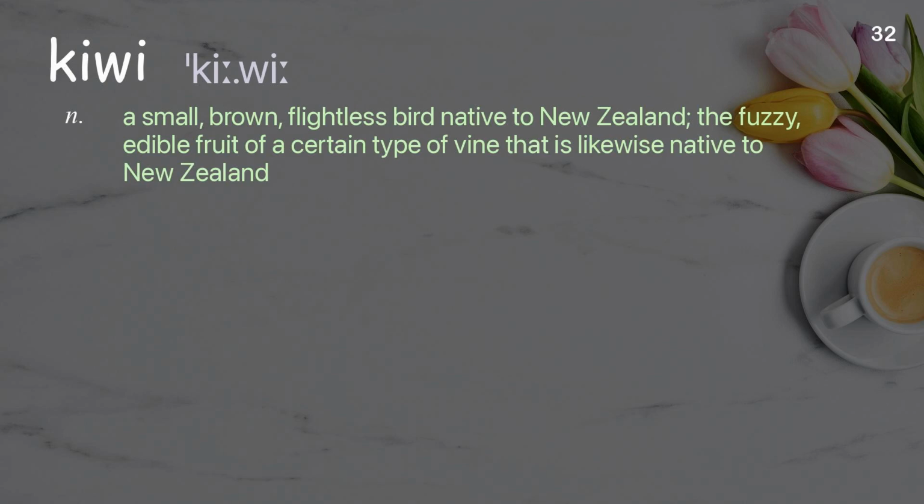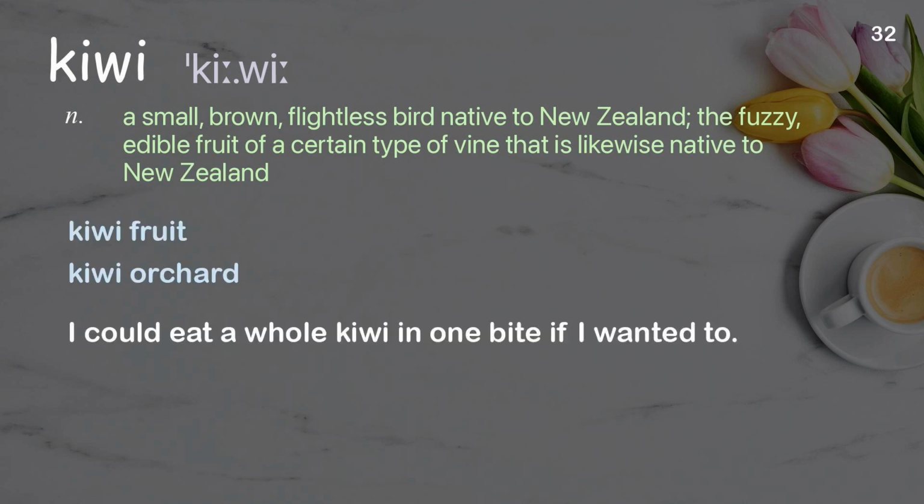Kiwi. A small, brown, flightless bird native to New Zealand, the fuzzy, edible fruit of a certain type of vine that is likewise native to New Zealand. Examples: Kiwi fruit. Kiwi orchard. I could eat a whole kiwi in one bite if I wanted to.